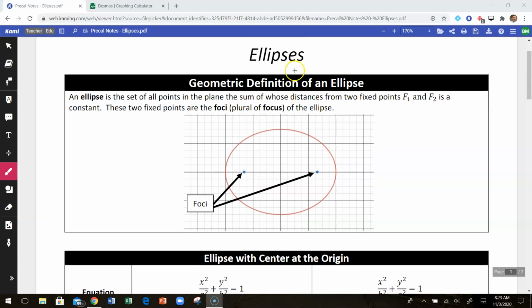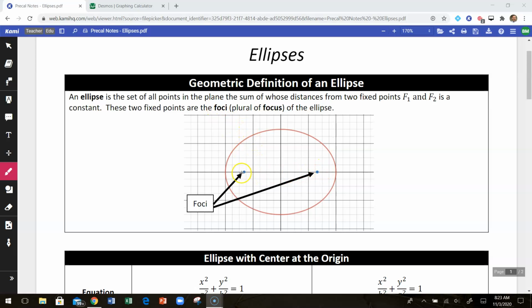Okay, in this video we are going to discuss ellipses. So first let's get into the definition of an ellipse. It is going to be all the points in a plane whose sum of the distances between two fixed points, which we're going to call foci, is constant.